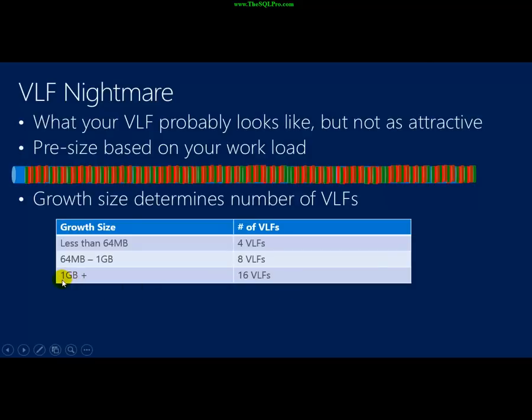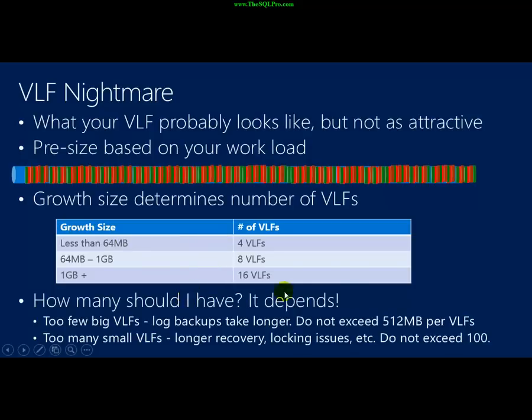But let's say that you grew it at 1 gig and then you had it auto grow at 64 megs. So by the time it reaches 10 gigs, you're going to have a lot more VLFs than 160. So how many VLFs should you have? Well, it depends. If you have too few large VLFs, log backups take a lot longer.